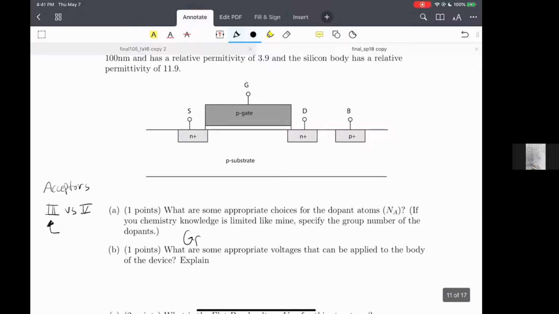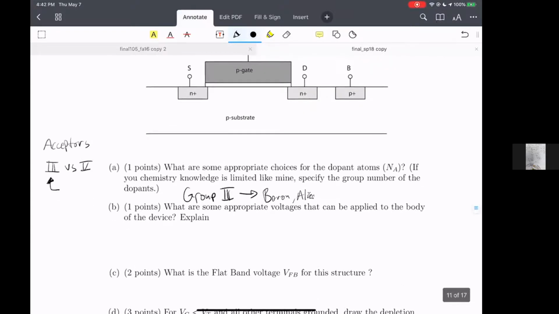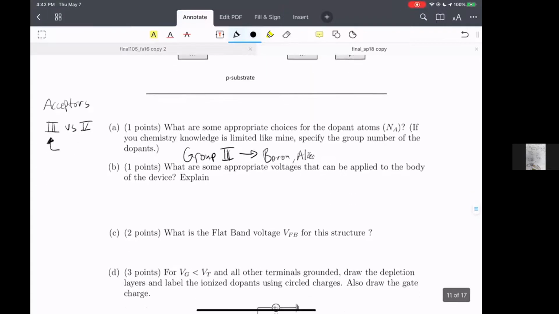So that's the answer for that part. And then here's just some, like, boron and aluminum, whatever, aluminum. Yeah, so that's pretty much the answer for that one.